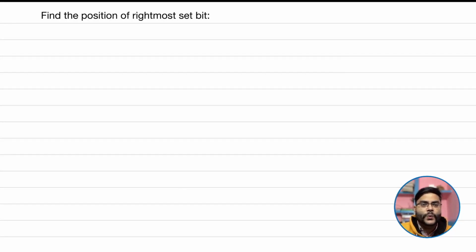So our next problem is to find the position of the rightmost set bit. What is the rightmost set bit? Let's take one example, let's say 14. We can write 14 as 1 1 1 0. I'm taking 4 bits for simplicity.